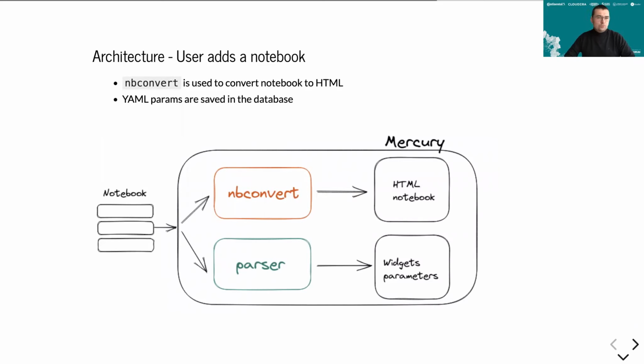We can distinguish 2 main actions that can be done with Mercury. The first action is when the admin adds a new notebook to Mercury, and what is happening with the notebook when it is added. We're using the nbconvert tool to convert the notebook into an HTML file, and we have a parser that is extracting information about widgets, about the title, and so on, and saving this into the database.